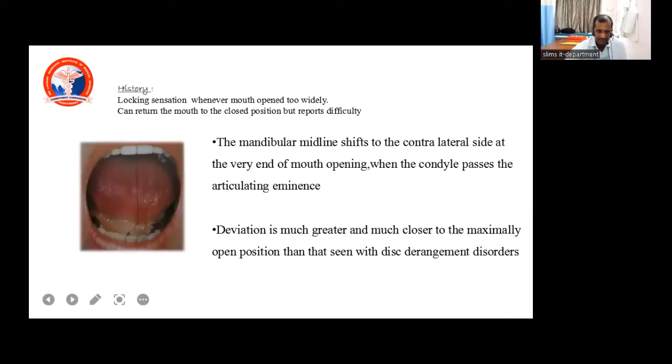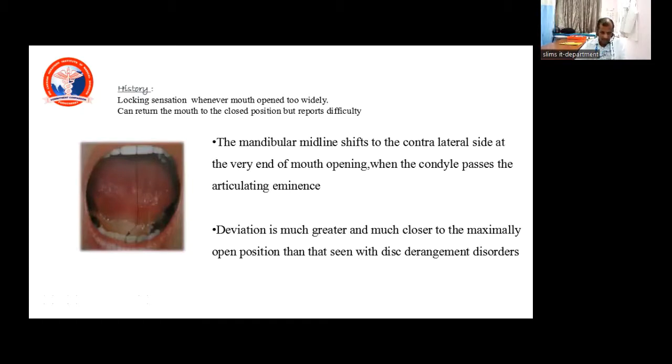Now, it can elicit the history of the patient: a locking sensation whenever the mouth is opened too widely, and if the patient finds it difficult to bring back his mouth to closure. And the other thing we discussed is the deviated path of closure. The mandibular midline shifts to the contralateral side at the very end of the mouth opening.